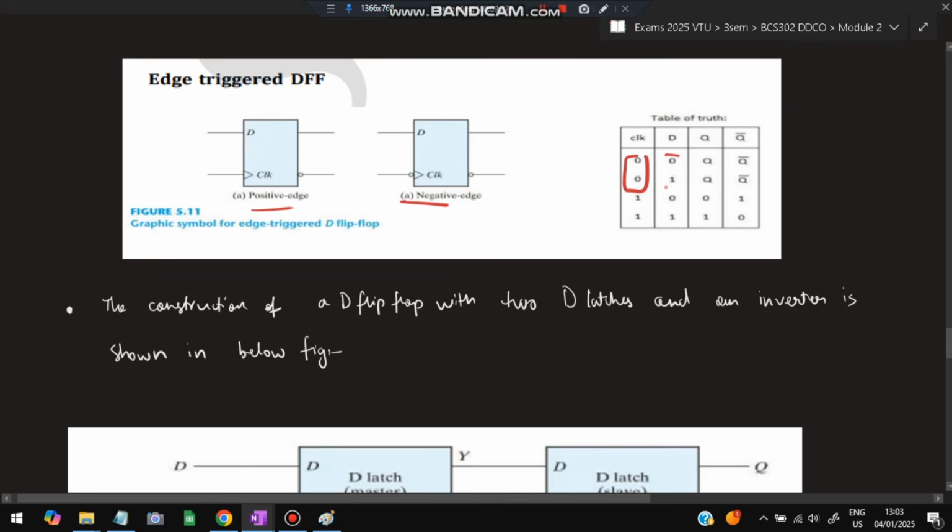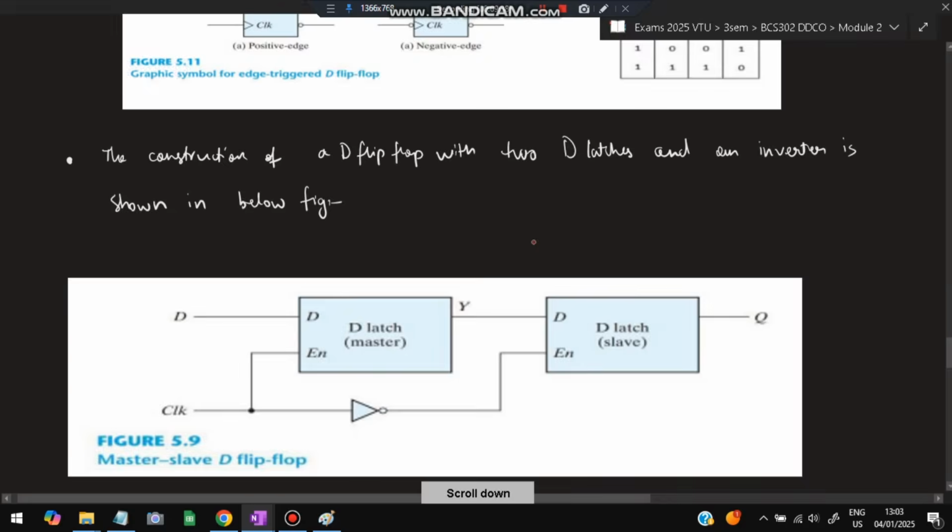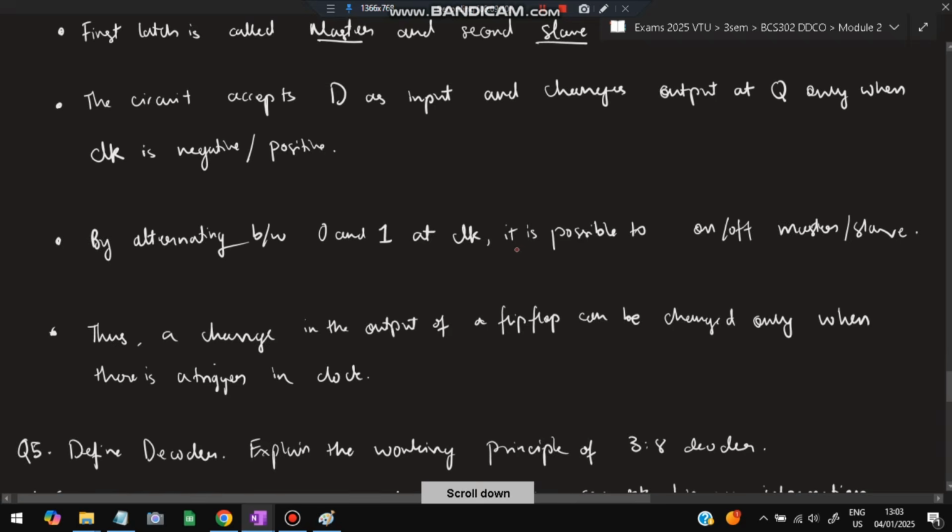When clock is 0, as you can observe, there is no change. If it is 0 or 1, it doesn't matter. Q will remain Q, Q naught will remain Q naught. When it is 1, if D is 0, this will become 0. If it is 1, this will become 1. And this is the reverse of it. Okay, so this was about the D trigger, edge triggered D flip flop.